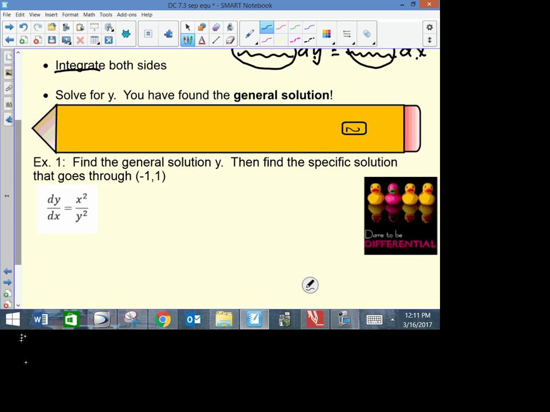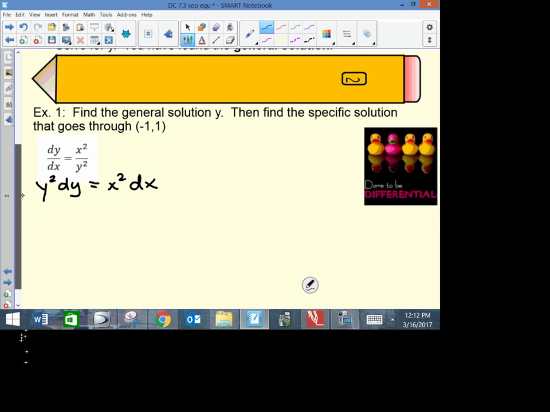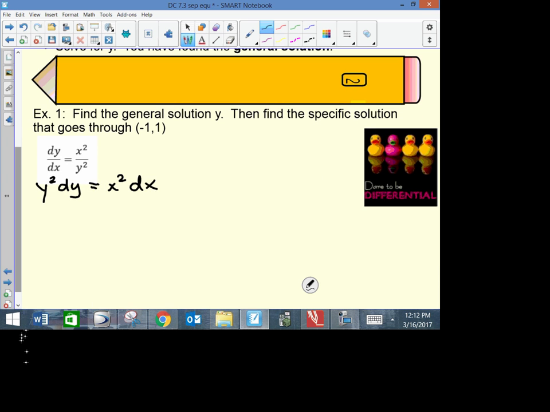How might you separate them? Cross multiply. I'm going to write my y's over here because I like my y's over here, because y equals is what I like to look at. But it won't matter. Okay? So that's cross multiply. All right. Right now, our x's and y's are already separated, right? So the next bullet is done as well. We wrote it, we separated it, now we're ready to integrate. Here we go. Integrate, integrate.